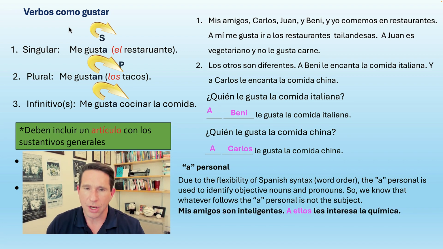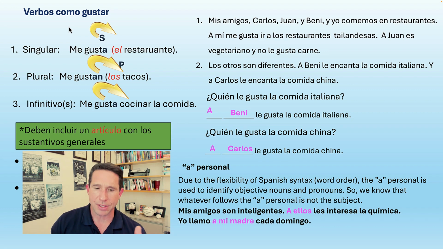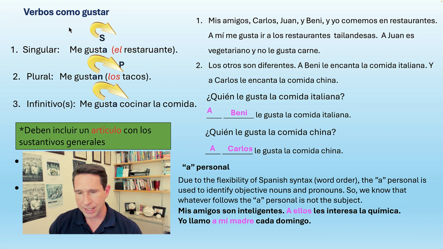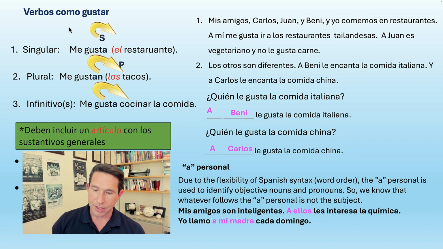Okay, muy bien, chicos. Vamos. Una práctica más, right? Oh, here's a couple more sentences. Mis amigos son inteligentes. A ellos les interesa la química, right? So that's one with interesar. My friends are very intelligent. They are interested in chemistry, right?